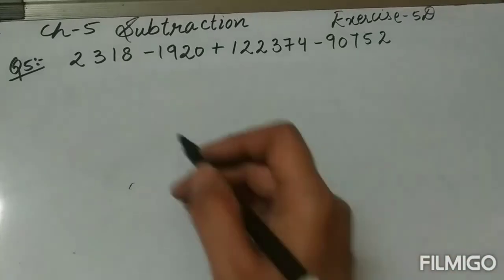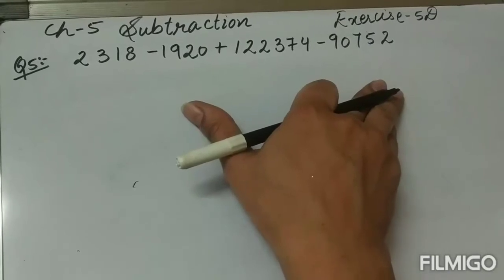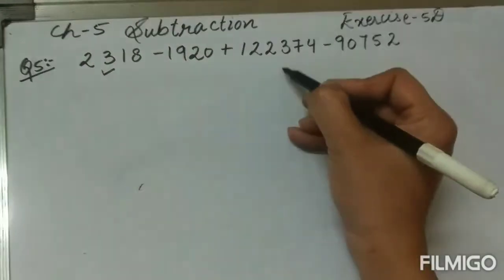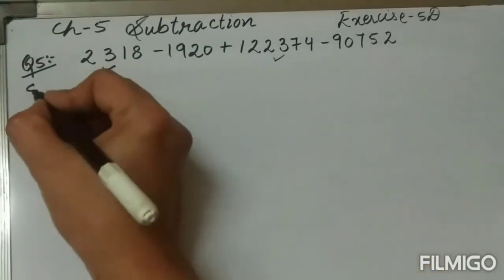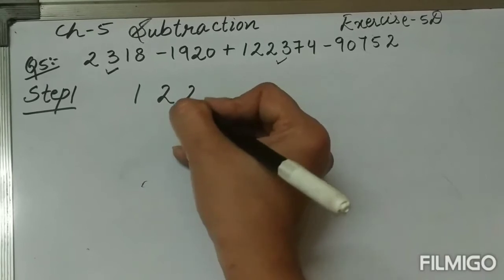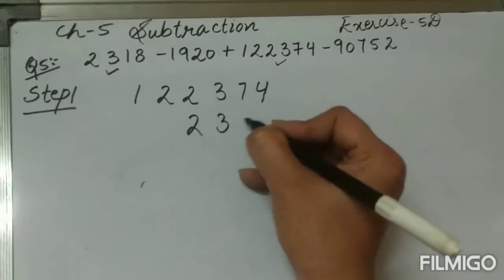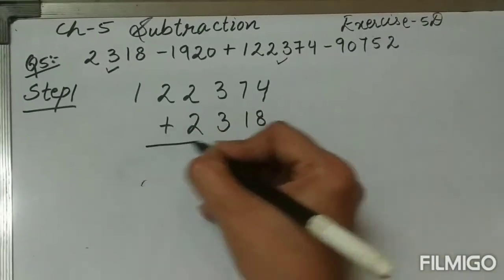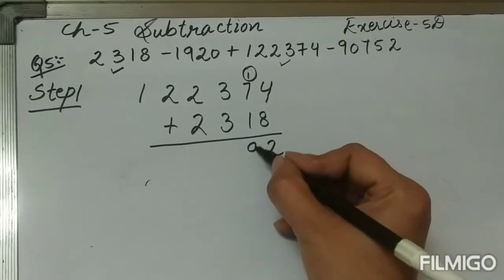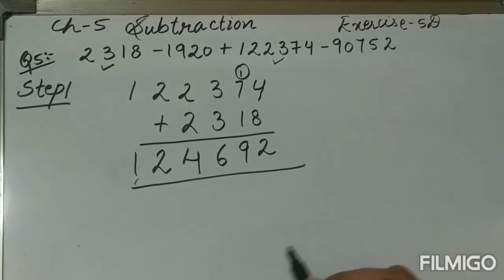Fifth question is solve this. We have to solve this. First step is we will add those numbers that have the same sign. So this number has a plus sign, this number has a plus sign, so we will add these two numbers, writing the greater number on the top and smaller number below it, and add these two numbers. 8 plus 4 is 12, 7 plus 1 is 8, plus 1 is 9, 3 plus 3 is 6, 2 plus 2 is 4, 2 and 1. I have added here.